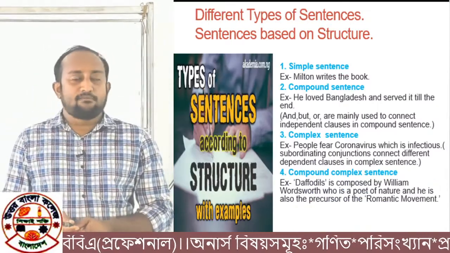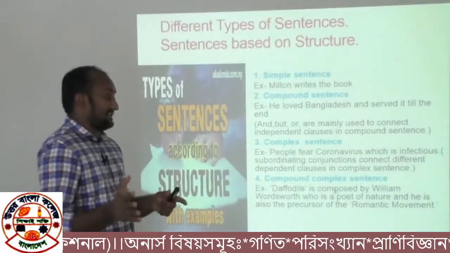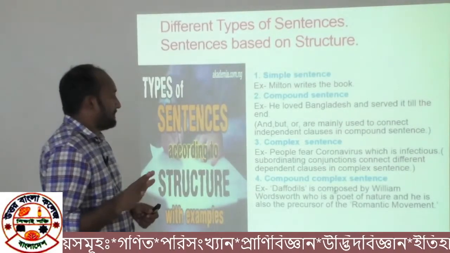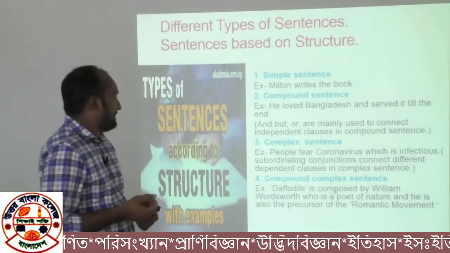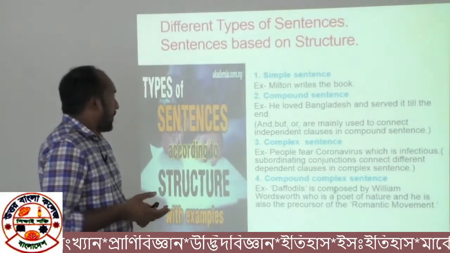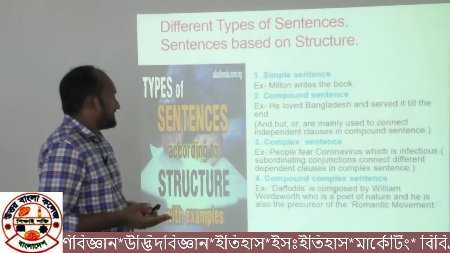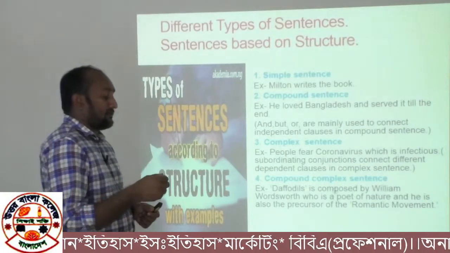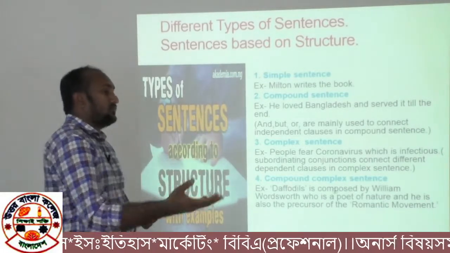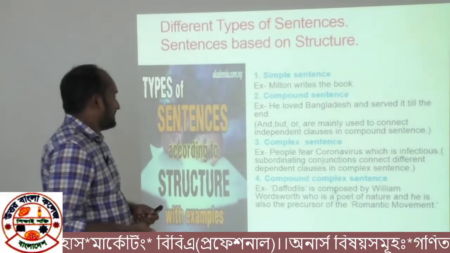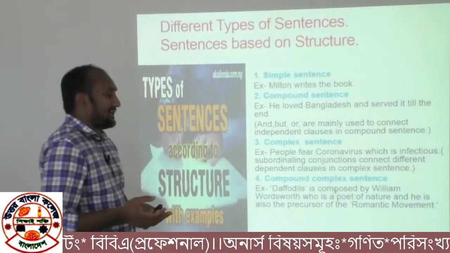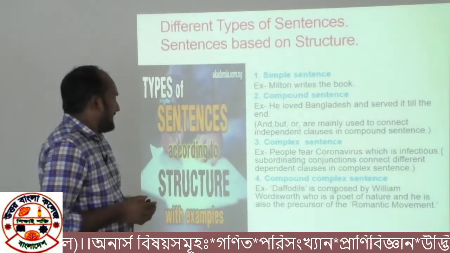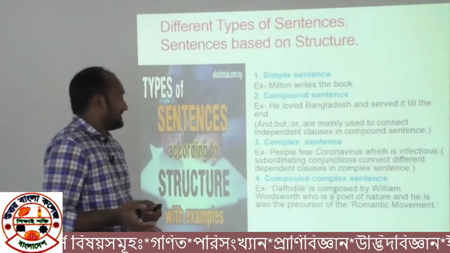Different types of sentences based on structure. Based on structure there are 4 sentences: simple sentence, for example, Milton writes the book. Then compound sentence: he loved Bangladesh and served it till the end. A compound sentence consists of 2 or more independent clauses, and the clauses are connected by the conjunctions and, but, or.